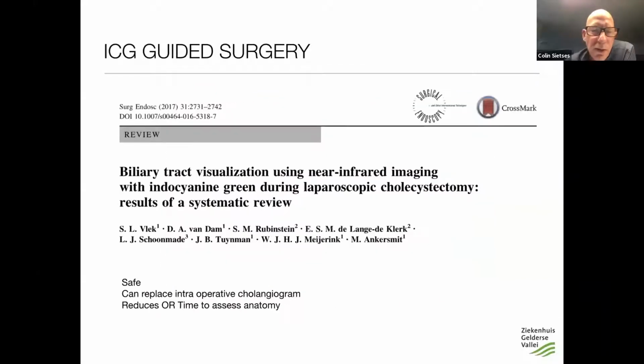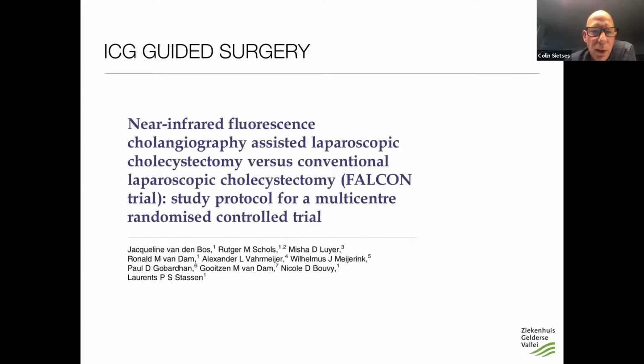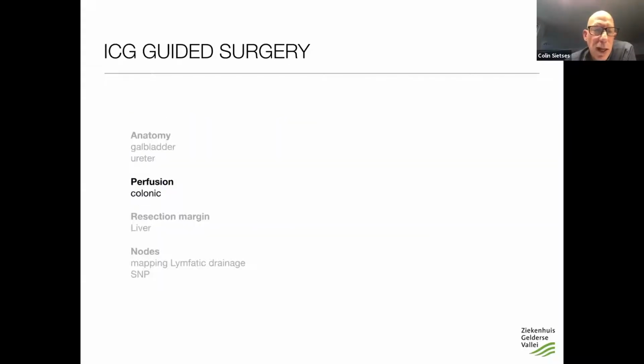So what's the evidence for the use of ICG in laparoscopic cholecystectomy? There's a recently published review article from the Netherlands, and what it showed is that it's safe, it can replace the intraoperative cholangiogram, and for me personally, really important, it reduces your OR time to assess anatomy. It just makes it quicker. Currently there's also a randomized study, the FALCON trial in the Netherlands, but we don't have the results of that at this moment. So the next reason to use ICG is perfusion.